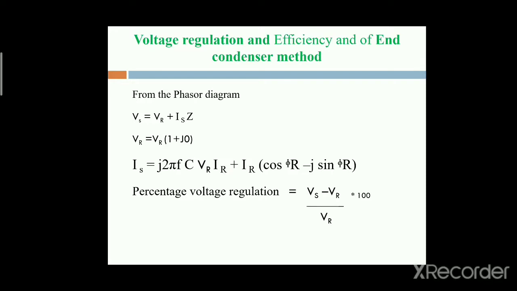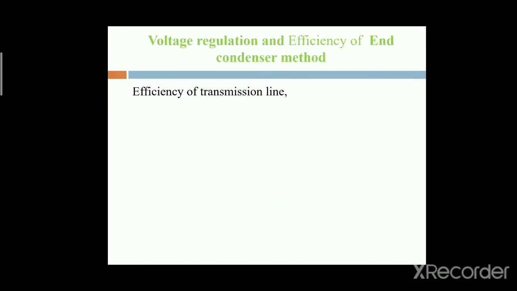Next, percentage voltage regulation. We already know about the voltage regulation. What is the formula for voltage regulation and what is meant by it? It is the ratio of the difference between sending end voltage and receiving end voltage to the receiving end voltage, into 100. This is the formula for the percentage voltage regulation.